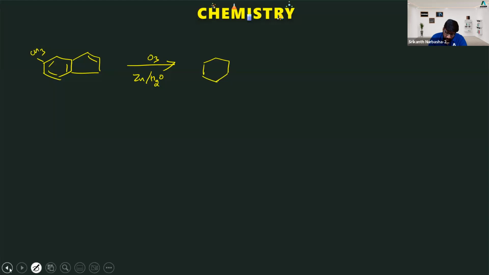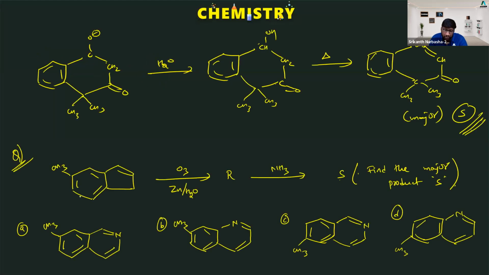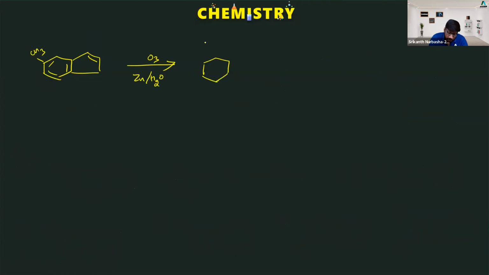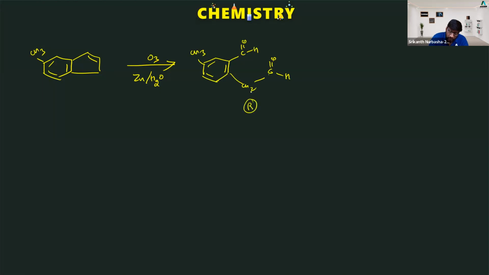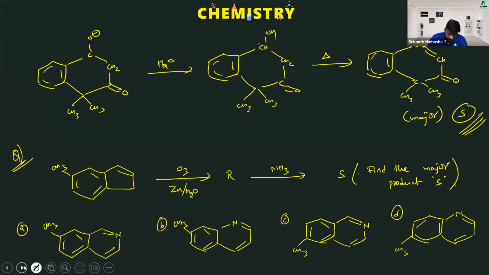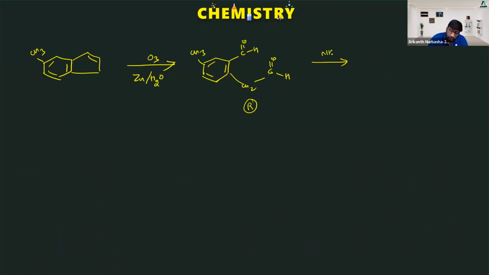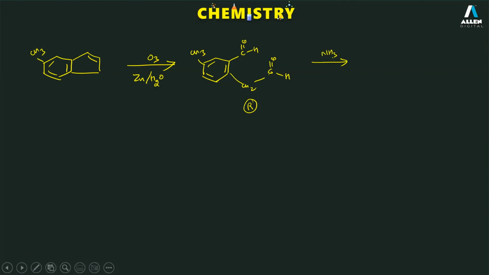Look at the options. From the options, you can see that the carbon-carbon double bonds of benzene are not broken. Only the C=C double bond was broken. So CH3 you will get C=O with H, and CH2, CH2, C=O with H. This is nothing but your respective compound R. This R is treated with NH3. What is going to happen now? O minus NH4 plus will occur.